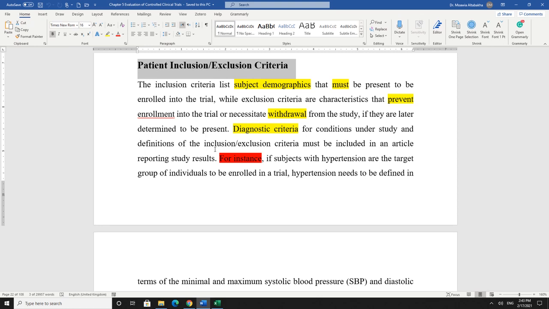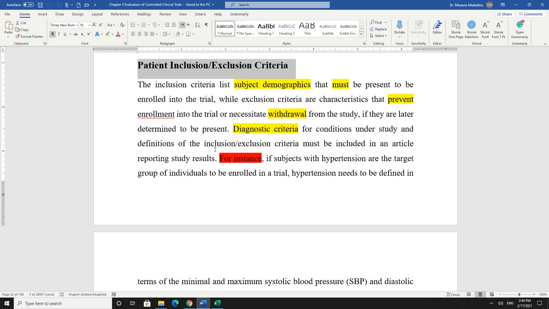So what is inclusion criteria? It's the demographics of the subject: age, sex, status, pregnant or not pregnant, etc., and conditions like hypertension, diabetes, etc., that should be present in order for us to accept this subject into the trial. While exclusion criteria are characteristics that prevent the subjects from enrollment into the trial.